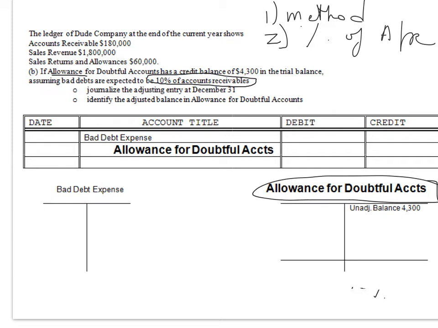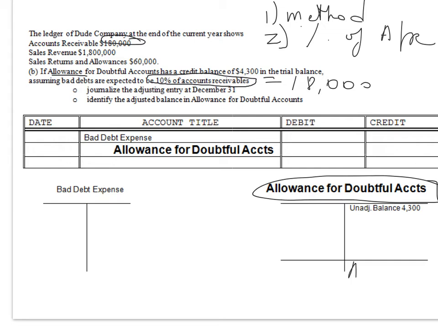Might have to clean this out a little bit. Why did I put it, by the way, on the credit side? How did I know? Well, I want it to be a normal balance. Allowance normal balance will be credit. And what will be the calculation? 10% of $180,000 worth of receivables will be $18,000.